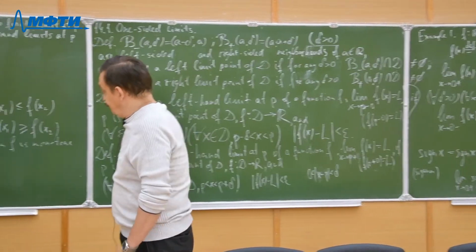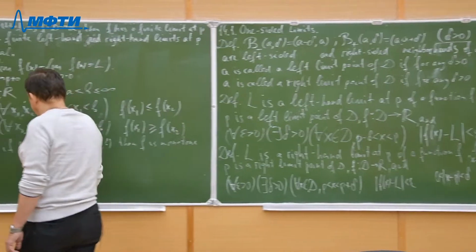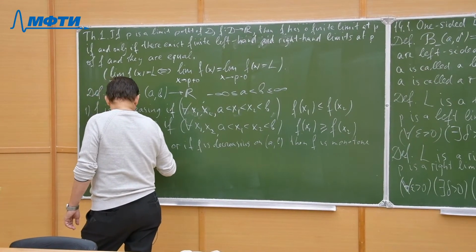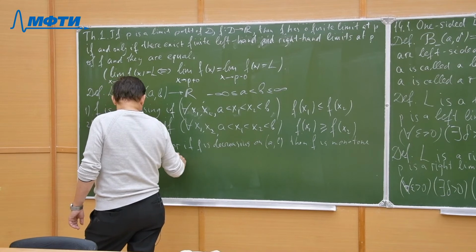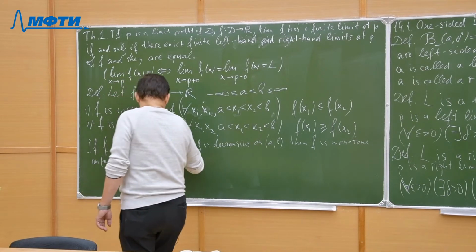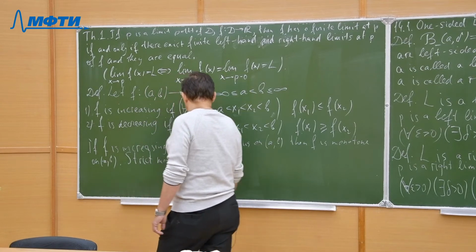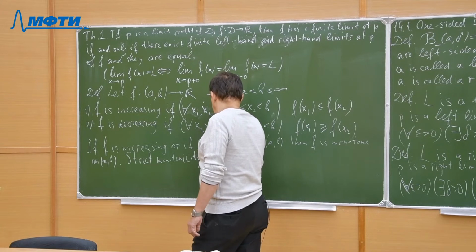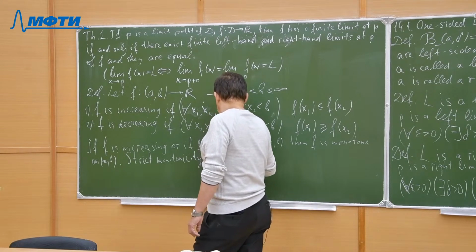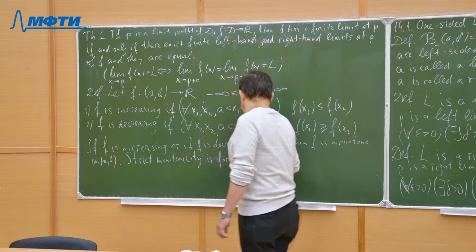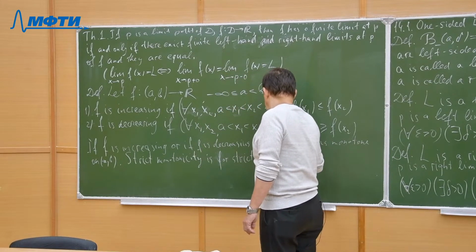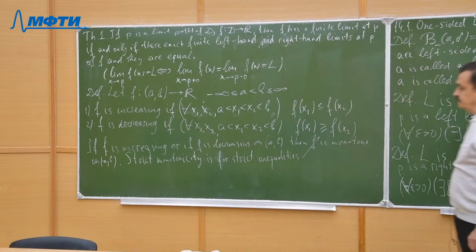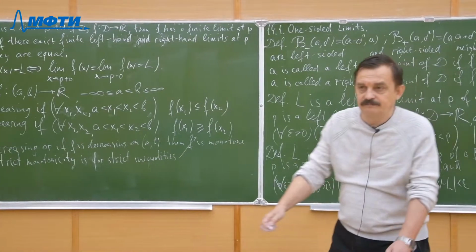Okay, and strict monotonicity. Monotonicity is for strict inequalities. So if all those inequalities are strict, then the function is strictly monotone.